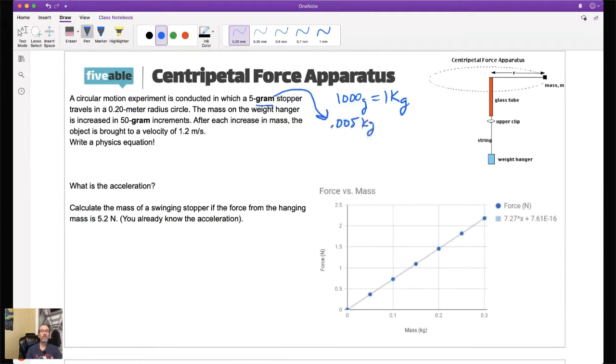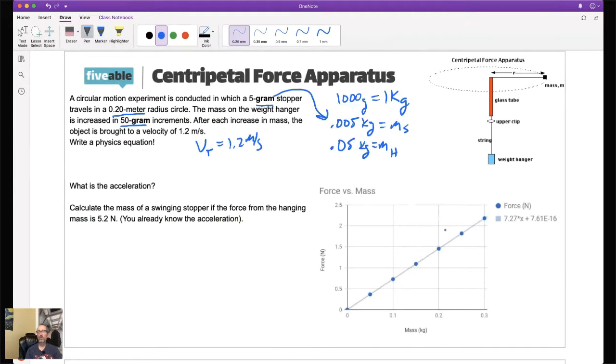And then I have a 0.2 meter radius circle. That one's cool. Then I have a 50-gram increment, which means I'm increasing the weight hanger by 50 grams, so that is 0.05 kilograms. That is the mass of the hanger. This is equal to the mass of the stopper. So now we've got everything we want. We have a tangential velocity of 1.2 meters per second. Cool. They want us to write a physics equation.